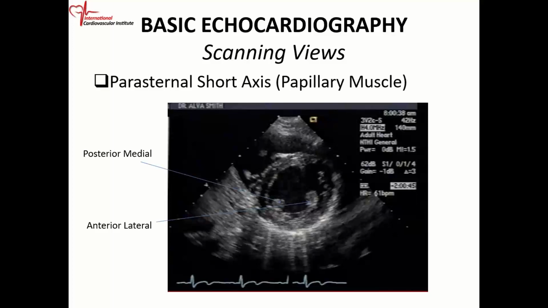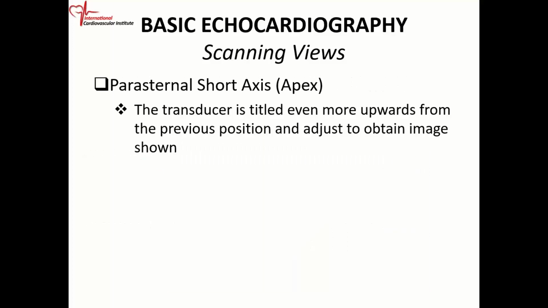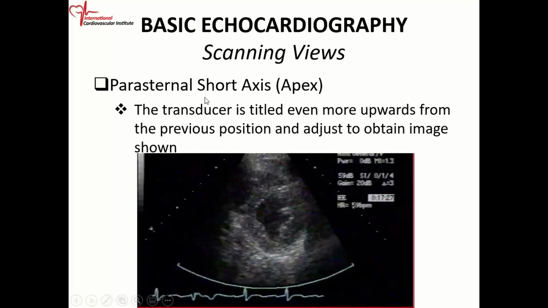If you tilt your transducer even further upwards a little bit more, you're going to get the apex of the heart. So the transducer is tilted even more upwards, and you're going to get something looking like this. You can't see the papillary muscles anymore, and this is the apex of the heart. So you move from the aortic valve level to the mitral valve to the papillary muscles and then the apex. And that completes the short axis.